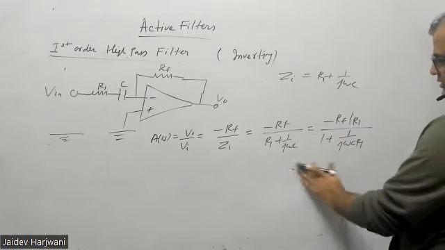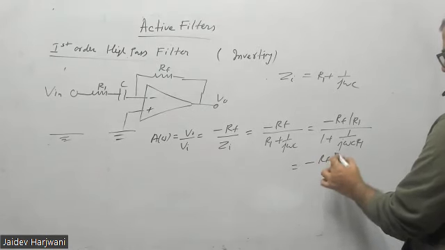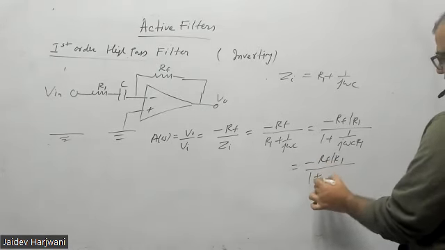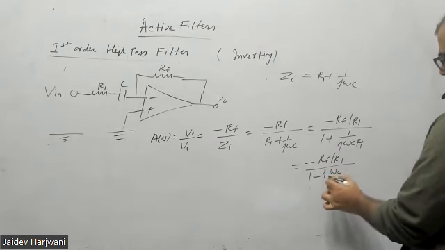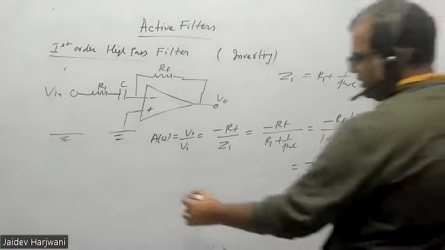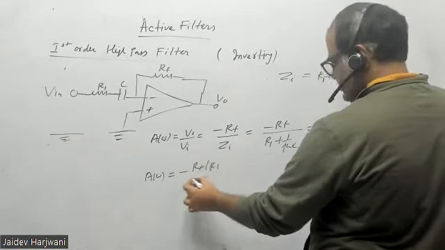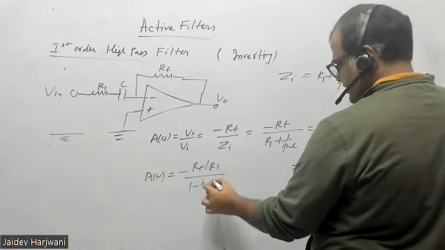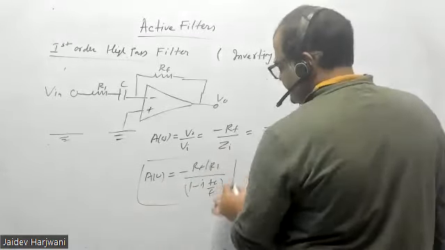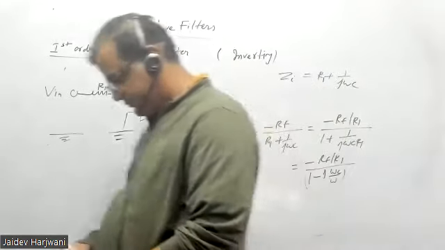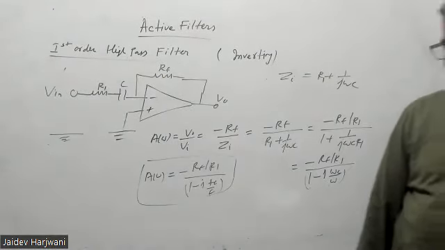And this is again the gain formula. This can be written as minus RF upon R1 times 1 plus, you put minus here, j, and this is omega C upon omega. Same formula is coming. So A(omega) is equal to minus RF upon R1, or minus j fC upon f. Only this factor changes between inverting and non-inverting; the denominator is the same. Is it clear? Tell me.